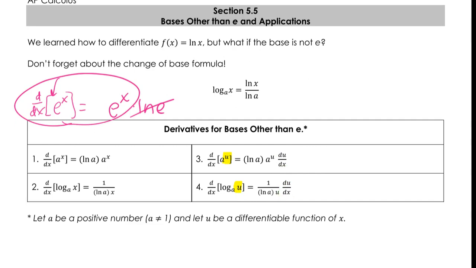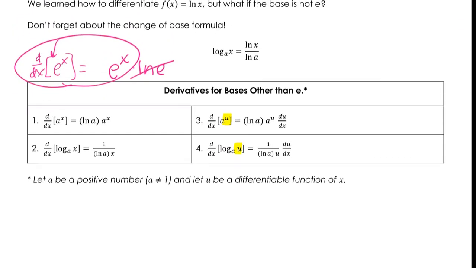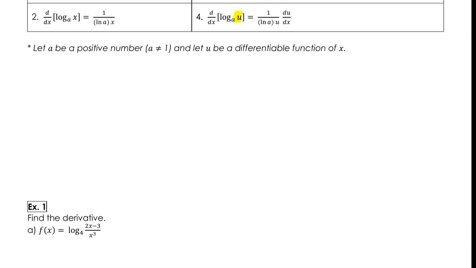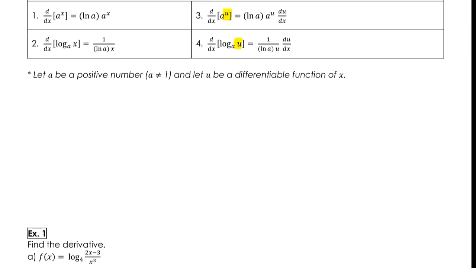Okay, so for some reason, I am awesome at memorizing this. This one gives me pause, so I have to think of another way. I'm going to show you the proofs of both so that you can see why they work. Okay, the first one. Let's keep that box up here. So let's prove why the derivative of a to the x is natural log of a times a to the x.